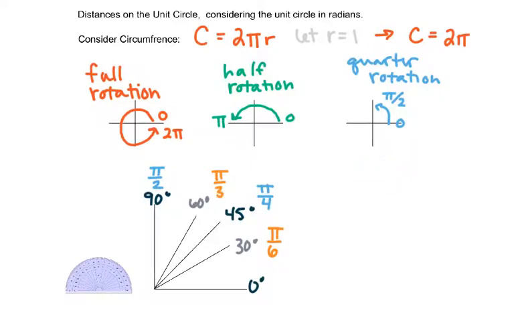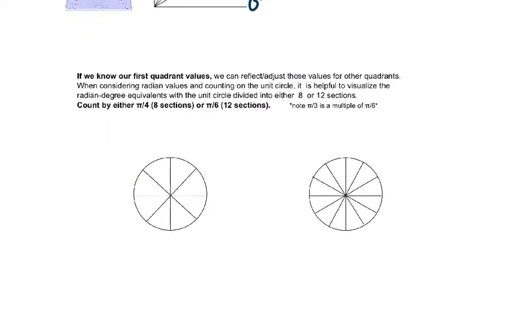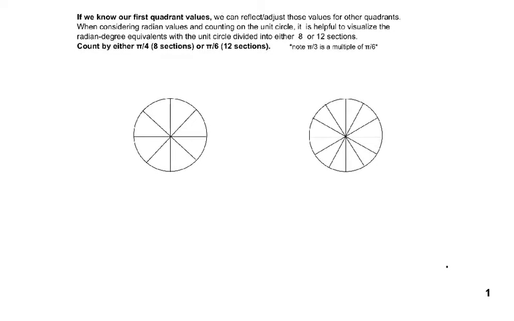And so really, we're going to focus on memorizing this first quadrant, and we're going to have ordered pairs that go along with each of these radian measures. And then rather than memorizing the entire unit circle, we're going to know one quadrant. We'll be able to reflect it to find the other measurements. So since we know our first quadrant values, we can think about these as reflections, and that's going to be something we need to do when we are creating our unit circle. So we're going to need to count by fourths as well as count by sixths.